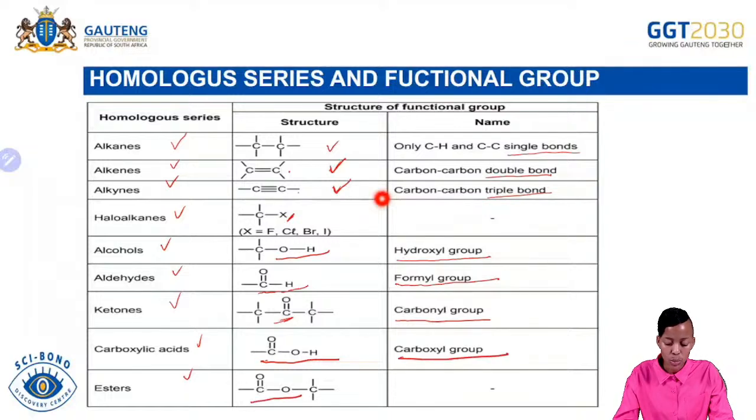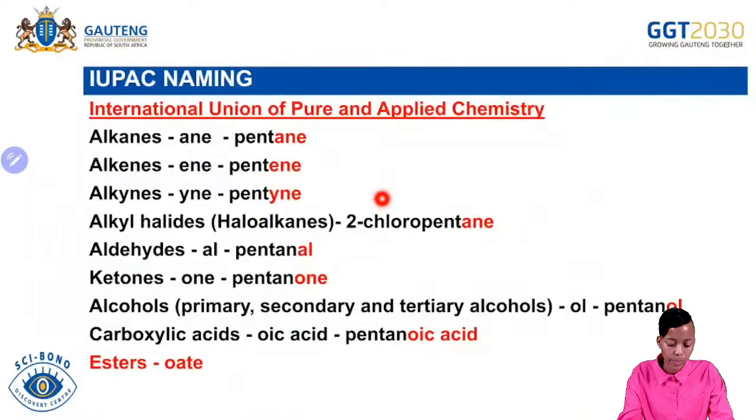The esters: it will be the C double bond O and the O, and it will be in between two carbons. So there will be a carbon on the right and another carbon on the left. So here it says the structure of the functional group. So number one, you need to know the structures of all the homologous series. Then, very important, you need to know the name of the functional group for all the homologous series according to the examination guidelines.